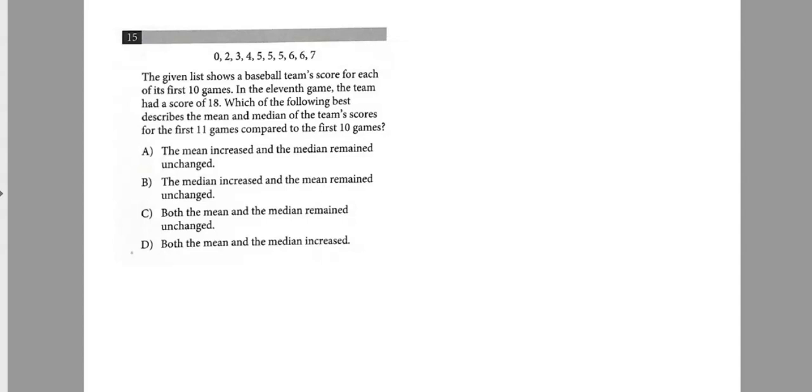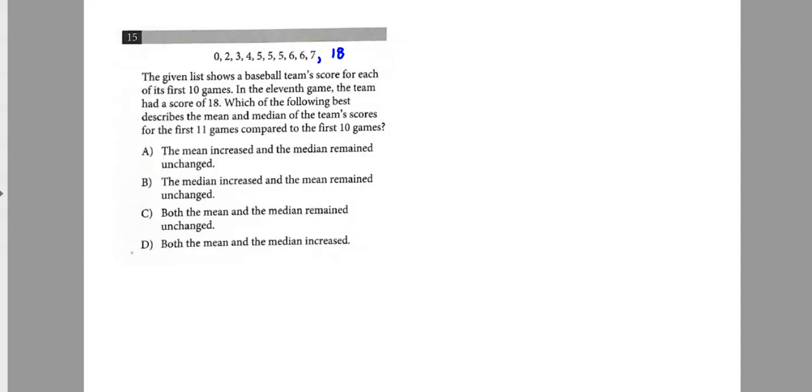All right, number 15. We have a set of numbers. The given list shows the baseball team's score for their first 10 games. In the 11th game, they had a score of 18. So, man, they blew somebody out. 18 runs in that game. Which of the following best describes the mean and the median for the first 11 games compared to the first 10? All right, here's the thing to know.